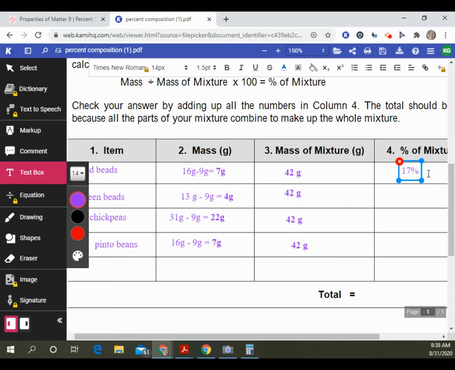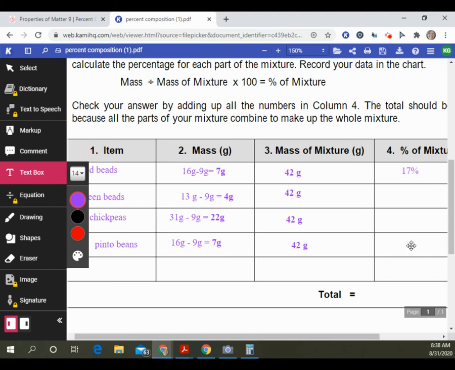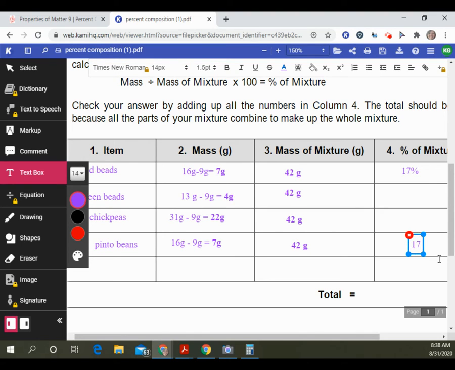And then here's a cheater trick. If I know that my mass of the red beads was 7 grams, and my mass of my pinto beans was 7 grams, then I know that both of these percentages are the same. So I can go ahead and just use that same calculation.